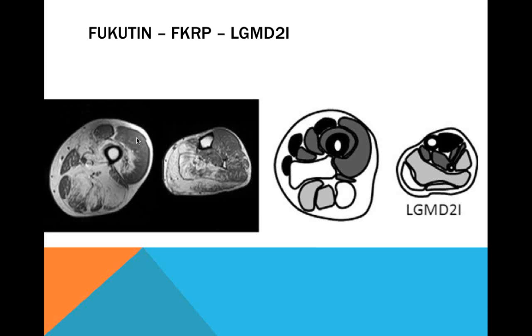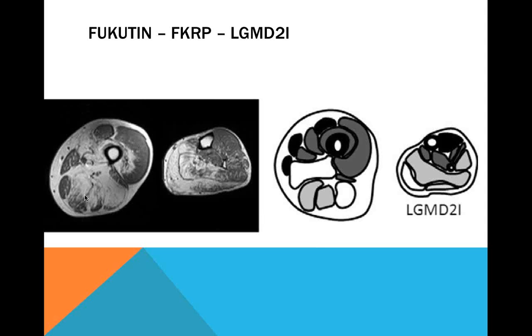LGMD2I is a fukutin-related protein disorder. This is also along in the LGMD family. Not necessarily the same type of swelling that we saw with the alpha-sarcoglycan. I kind of grouped the phenotype of the alpha-sarcoglycans to be very similar to the Duchenne patients. The fukutins are a little different.